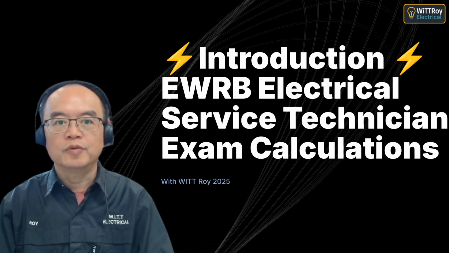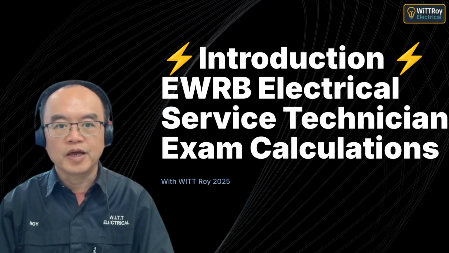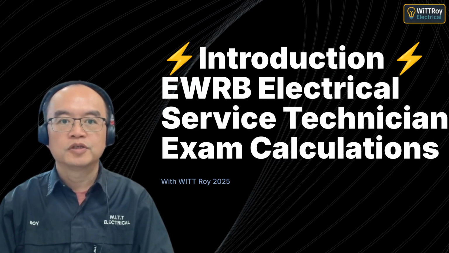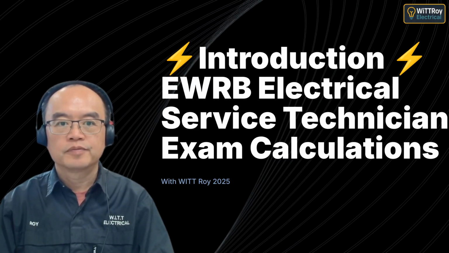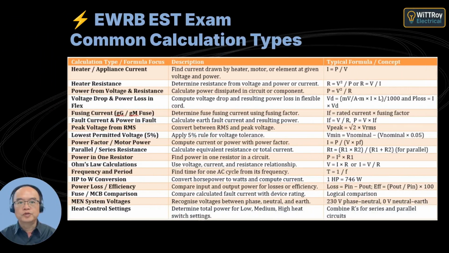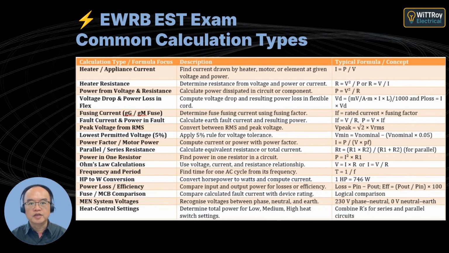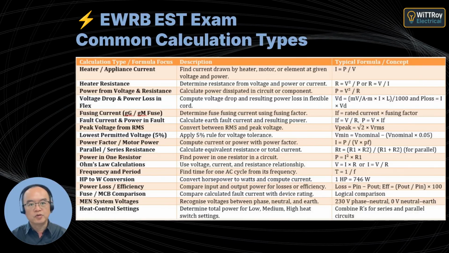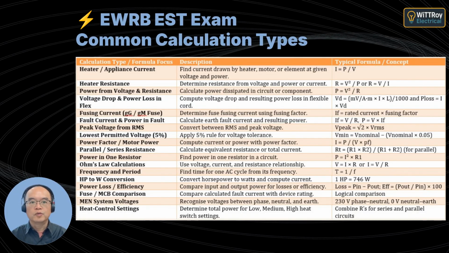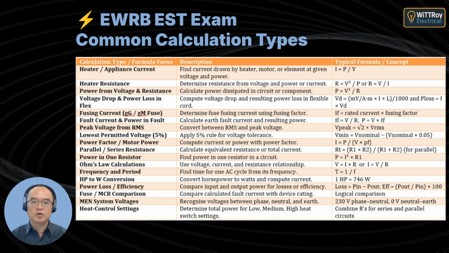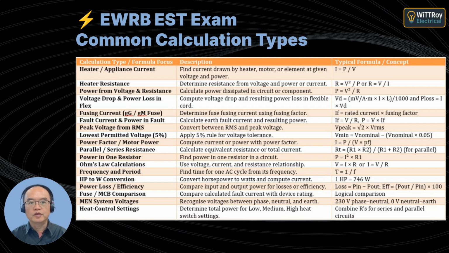In this lesson, we'll explore the main calculation topics that may appear in the EWRB Electrical Service Technician Theory exam. The most common types of calculation questions in the EST exams include heater current, resistance, power, voltage drop, fusing current, fault current, and more. Let's begin with the most common, finding current in a circuit.